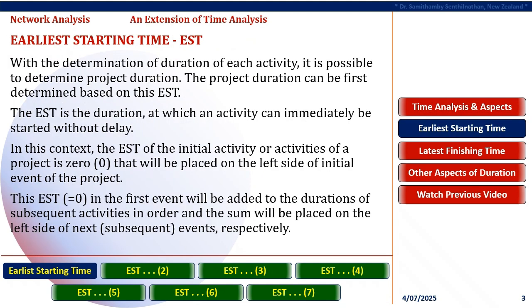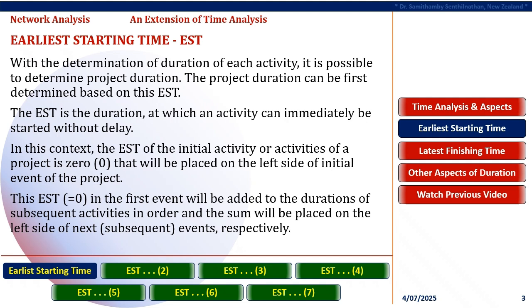Earliest starting time, known as EST. With the determination of duration of each activity, it is possible to determine the project duration. The project duration can be first determined based on this EST. The EST is the duration at which an activity can immediately be started without delay.